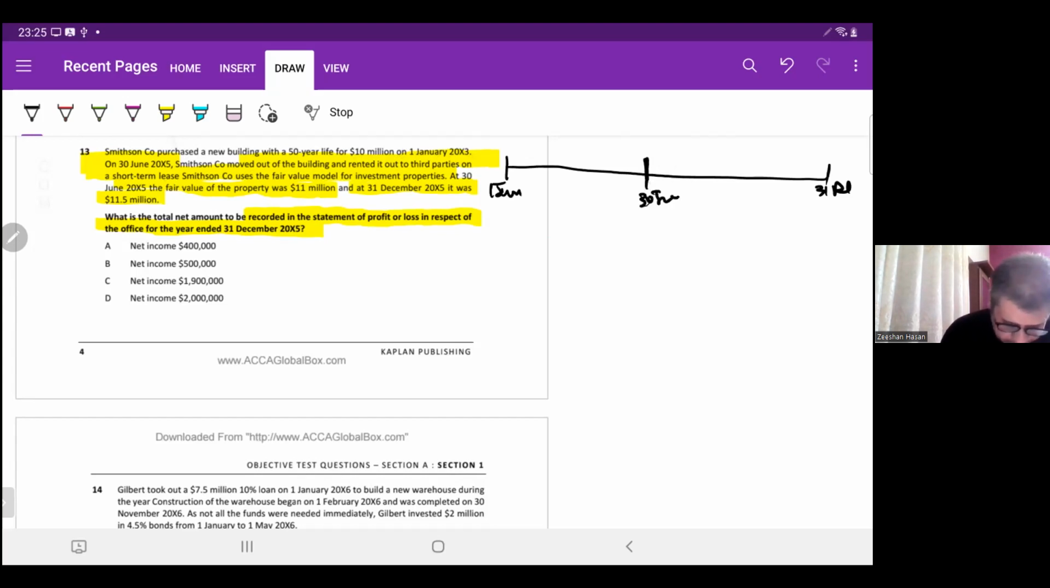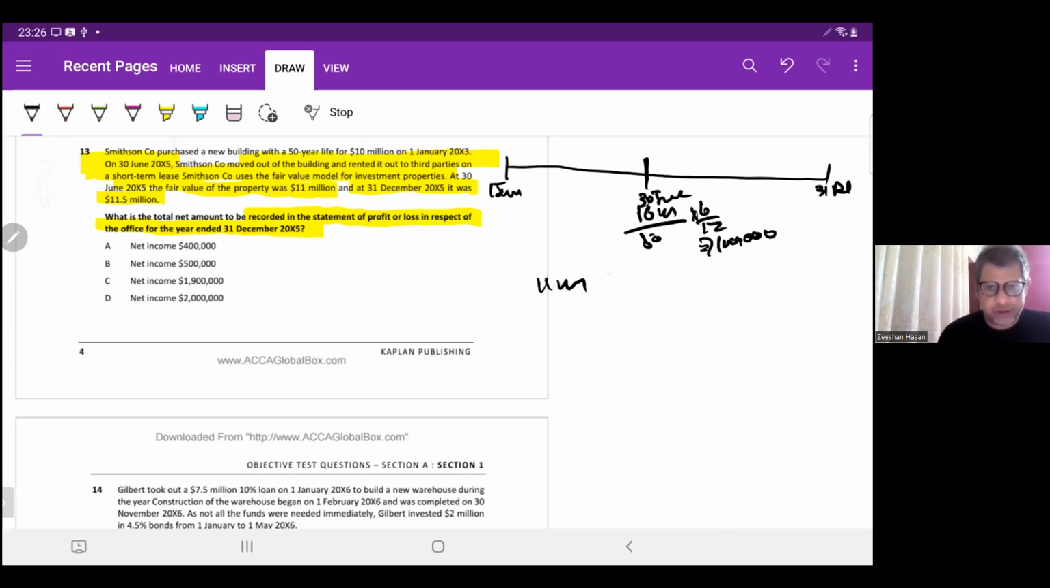That means 6 months. Samsung company move out of the building and rent it out to third parties on a short-term lease. Fair value of the investment on 30th June X5 was 11 million, right? So over till here, 10 million divided by 50 years times 6 divided by 12, we'll get 100,000. When the asset is transferred to investment property, it should be revalued to the fair value of 11 million, right?